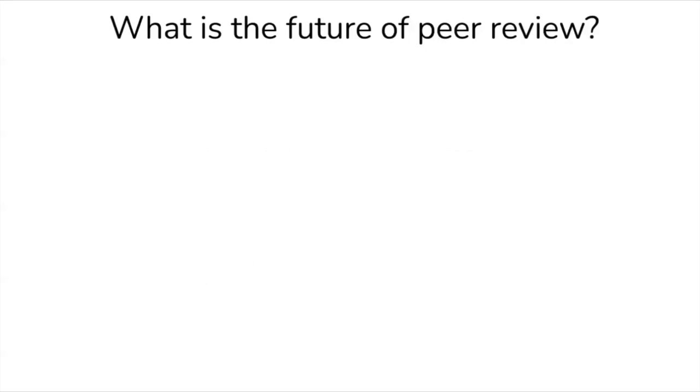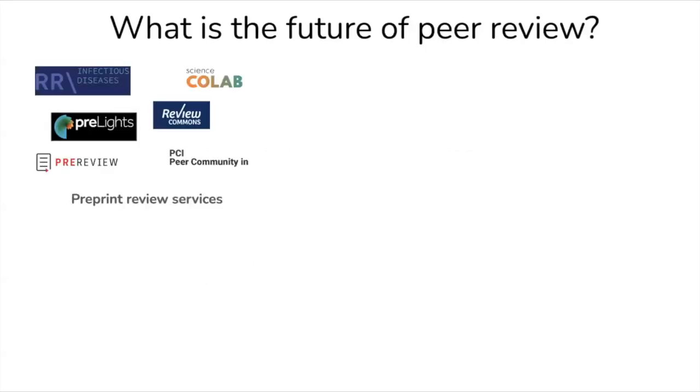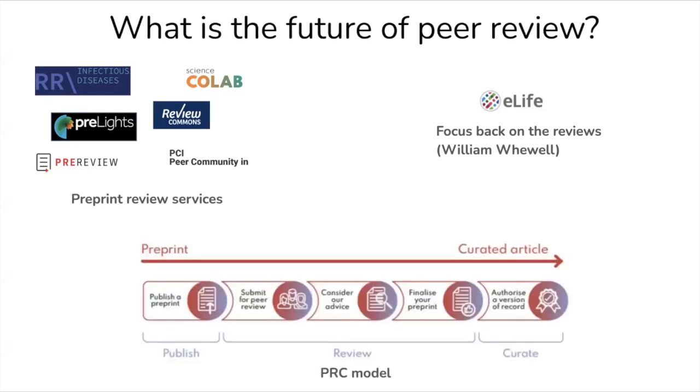So what is the future of peer review? Well, we've started to see a lot of preprint review services come up in the past few years. These are a very small handful. I think there are over 35 different services now. And this really is, I think, where the future is going to be, not just with peer review, but with publishing. And as I've said a few times now, we're starting to see this focus back on the reviews, which is, in my opinion, a really good, positive step. And if you look back in the history, you see that this is what it was meant to be. And I think what's happening is we're moving towards this publish, review, curate model.